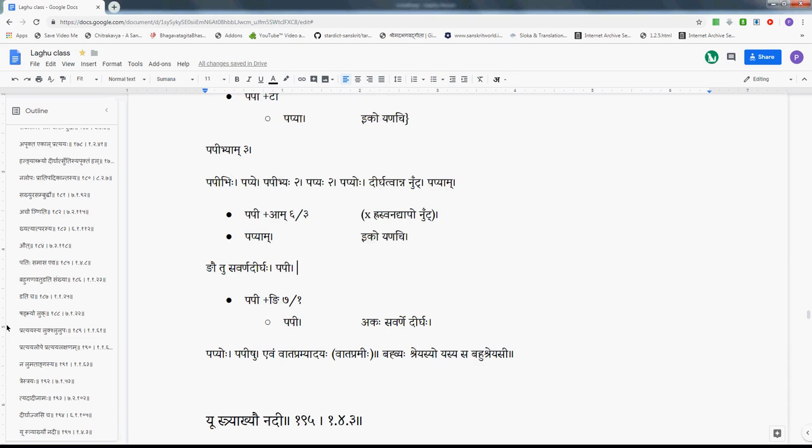Okay? Because papyam, some people may get confused with dvitiya ekavachana or saptami ekavachana for a strilinga as well. We'll see. When we do strilinga, we'll see.